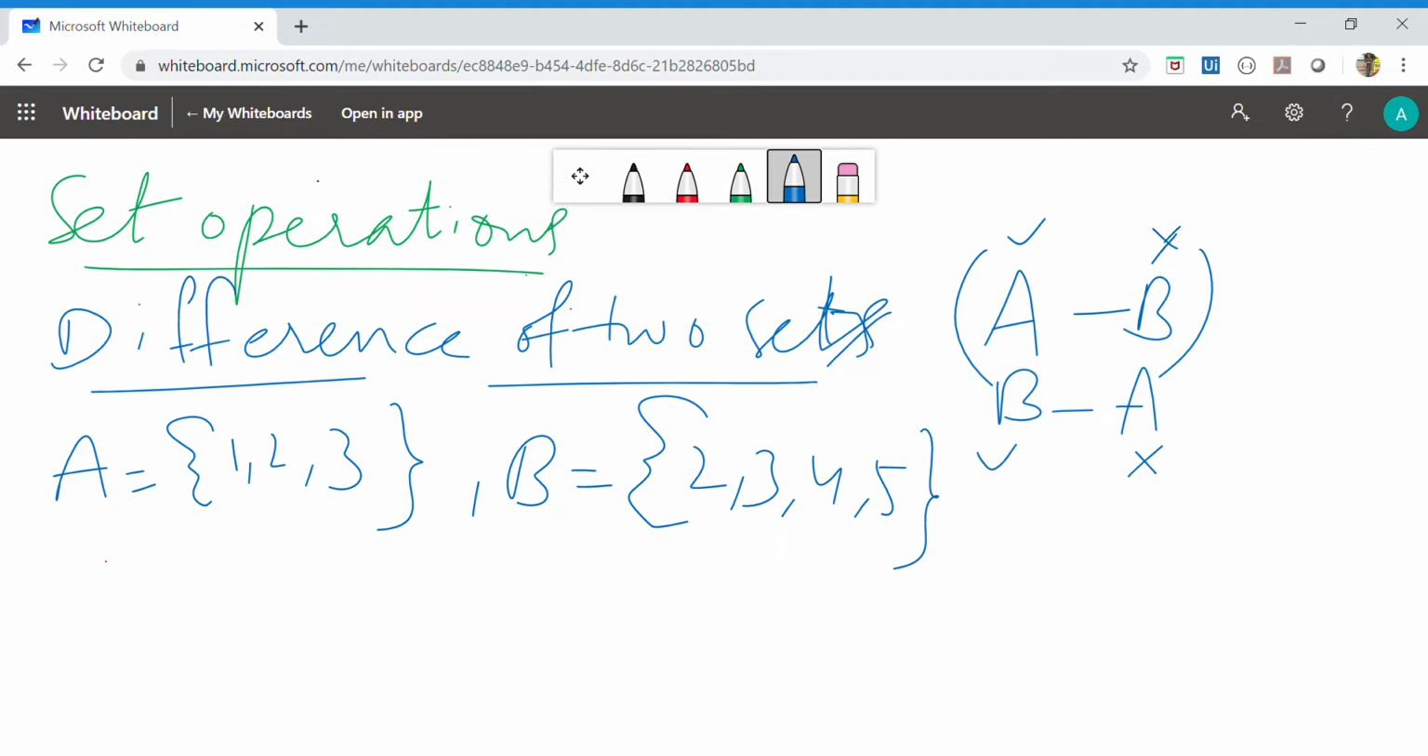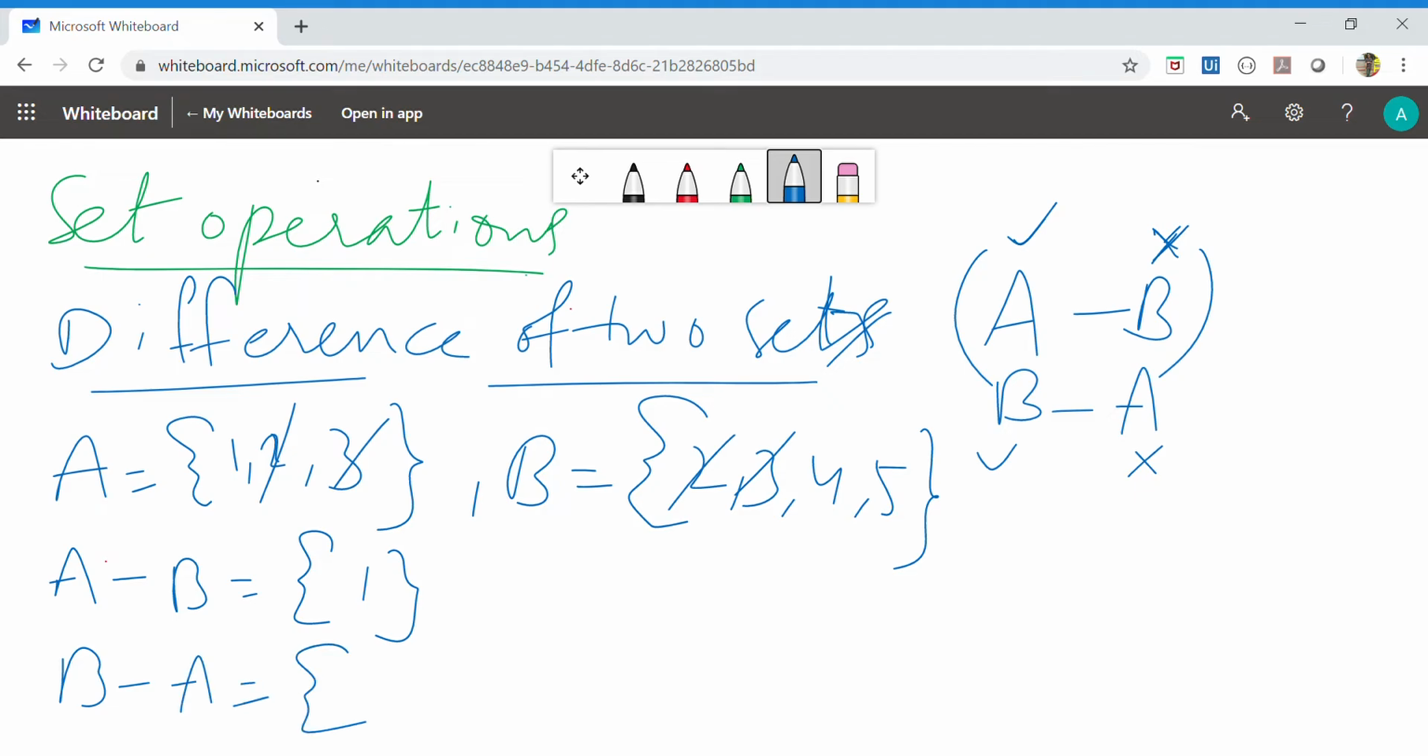Then the elements which belong to A and do not belong to B means whatever the elements are there in B, you have to cancel in A. So what is left over in the set A? Only the element 1, the set {1}. So what is B minus A here? The elements which purely belong to B, you have to write. B minus A means {4, 5}.